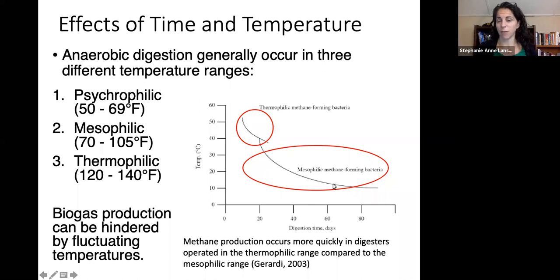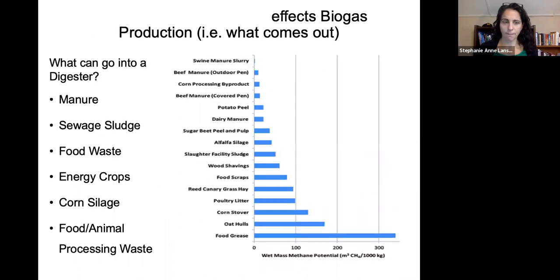With mesophilic, we may need a little bit more time. Again, by 20 days, we've got most of it, but we still have more if we could keep it in longer. But what we don't want is the biogas being hindered by a lot of fluctuating temperature because again, the bacteria, just like our guts, are much happier when their temperature is kept constant.